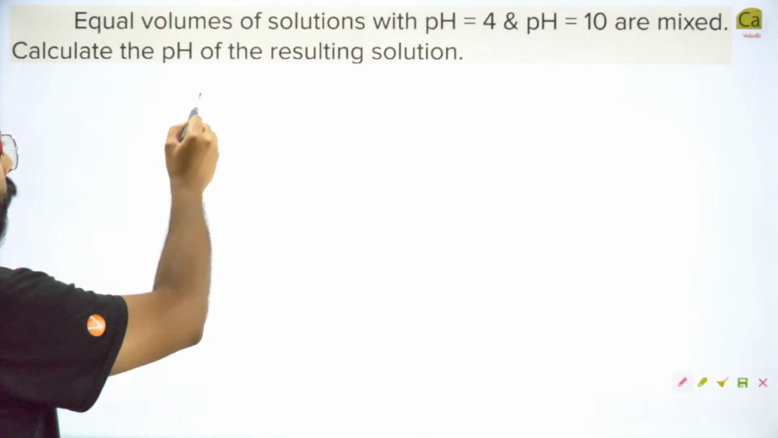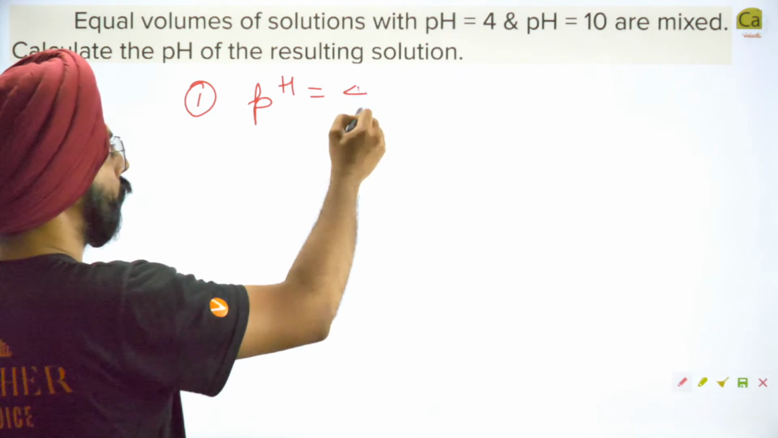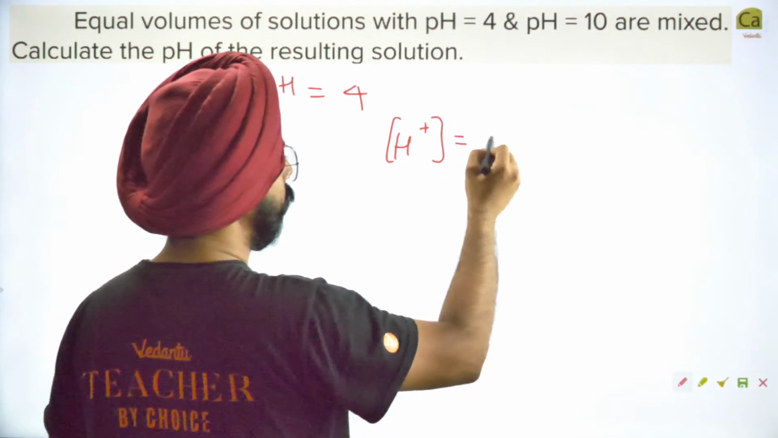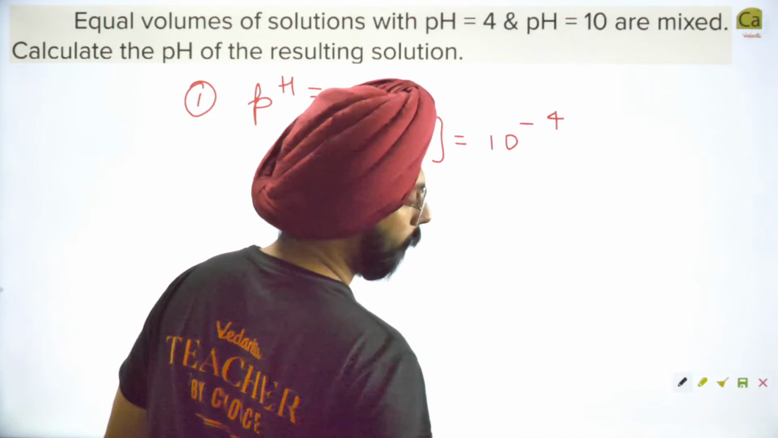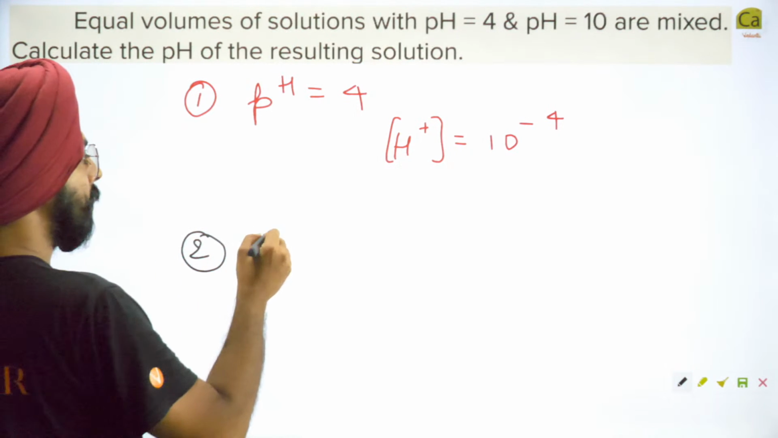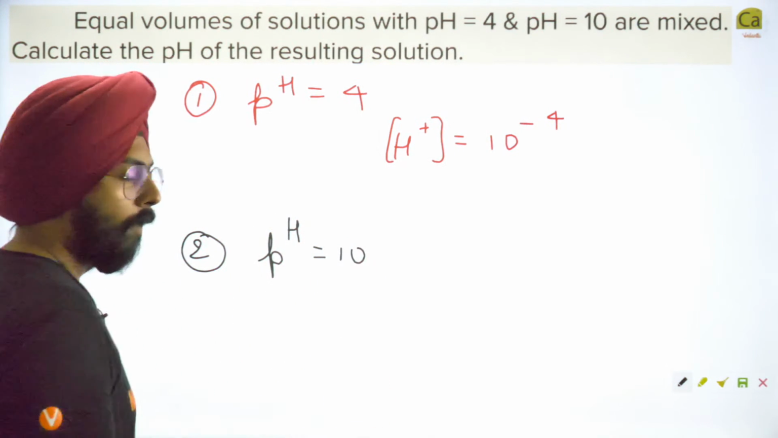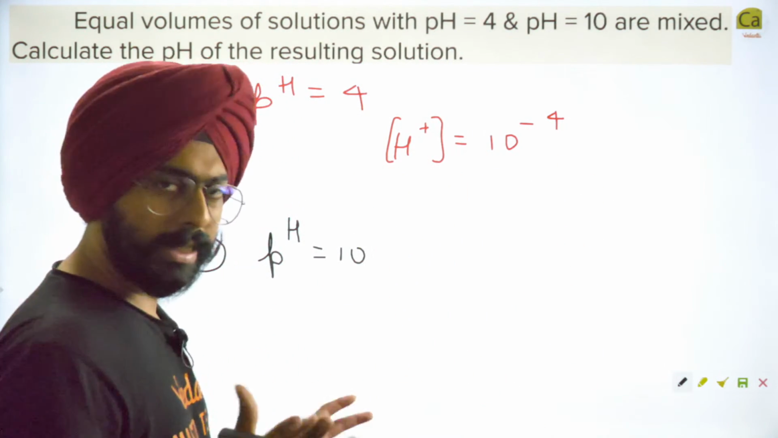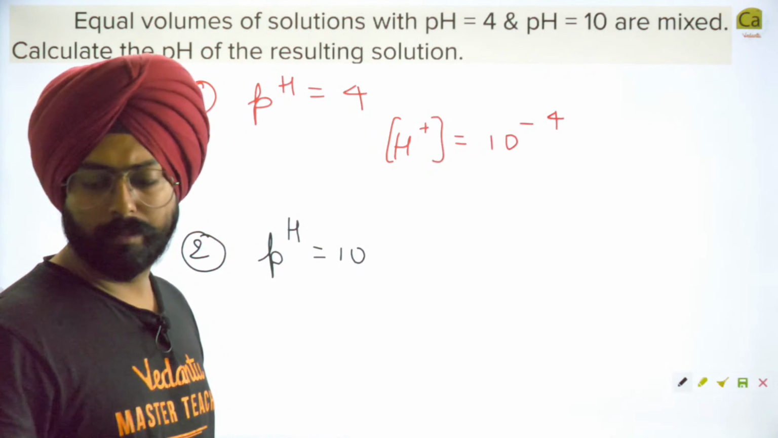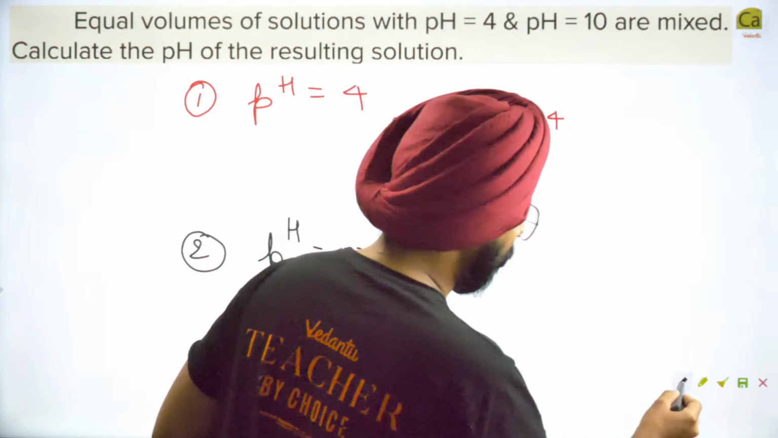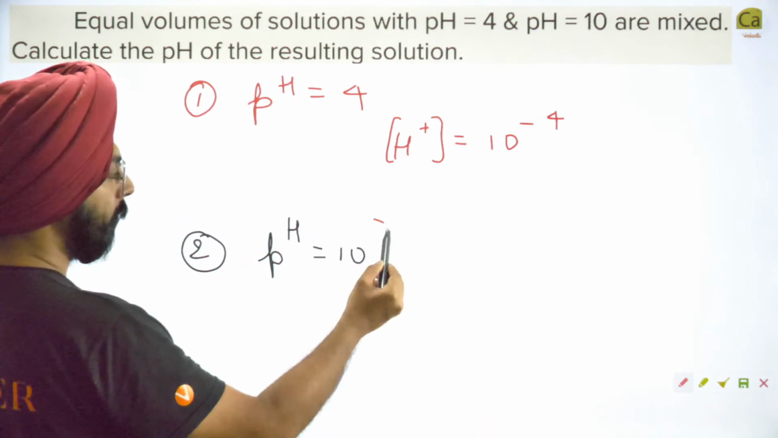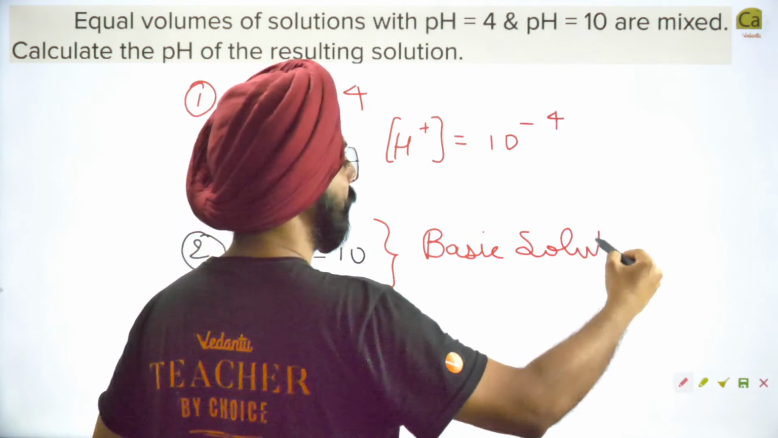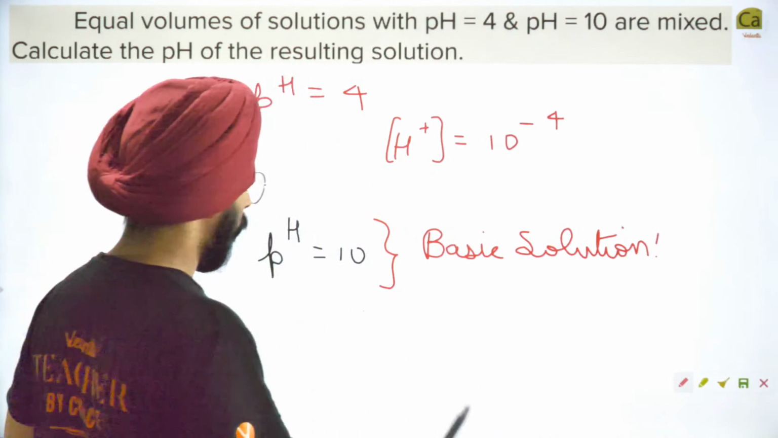Solution number 1 has pH equal to 4. Now pH equal to 4 implies your H positive's concentration is equal to 10 to the power minus 4. On the other hand, the second situation is pH is equal to 10. Now some of you would be like, H positive is equal to 10 to the power minus 10. Let's add both of them, calculate the pH, and you would give me an answer like 4 point something something. But the thing is, do you realize that this particular solution is basic in nature? Your pH is greater than 7.